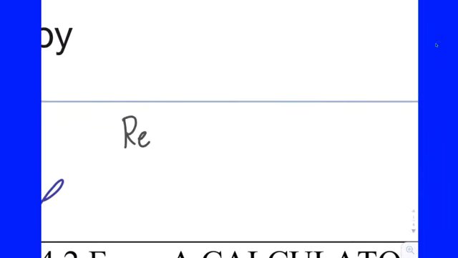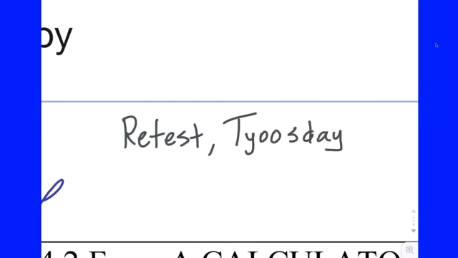Your retest, for those of you who made below a 70, the retest is going to be, the way I say it is this: Tuesday at 8 a.m.